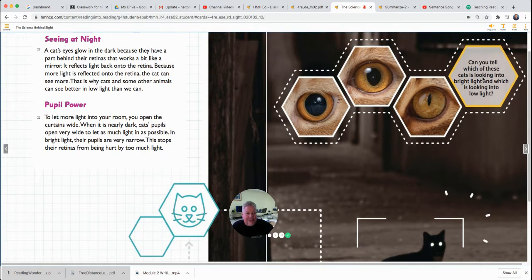Can you tell which of these cats is looking into bright light and which is looking into low light? Well, in bright light, your pupil would be smaller, and in low light, your pupil would be the biggest so that you can get more light in.